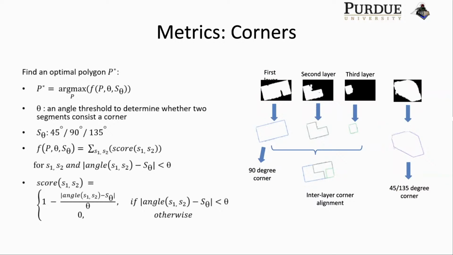The goal of the corner metric is to find an optimal polygon where the corners close to 45, 90, or 135 degrees are forced to those special angles by maximizing an optimization function. The function is an accumulation of all corner scores, and a corner score is defined to be proportional to the angular difference between the desired angle and the actual angle. As shown in these examples, after regularization, the corners, both inter or intra, satisfy the special angles 45, 90, or 135 degrees.